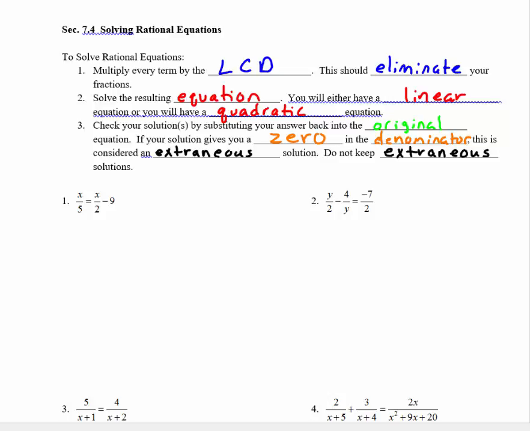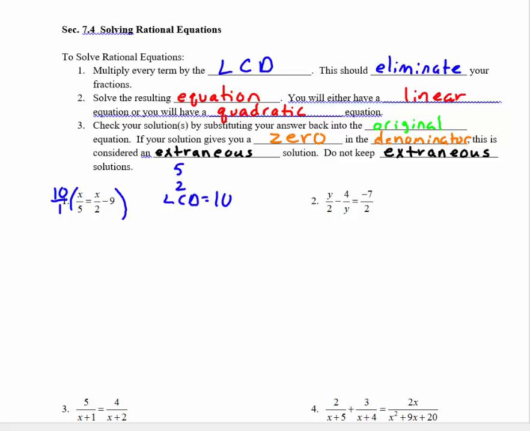So let's talk about number 1. We have x over 5 equaling x over 2 minus 9. Looking at our denominators, we had a 5 and a 2. So we need to find the first thing 5 and 2 can both go into, which is 10. So my LCD is 10. So I need to multiply every term by 10 over 1. When I multiply by 10 over 1, that should cancel my fractions.